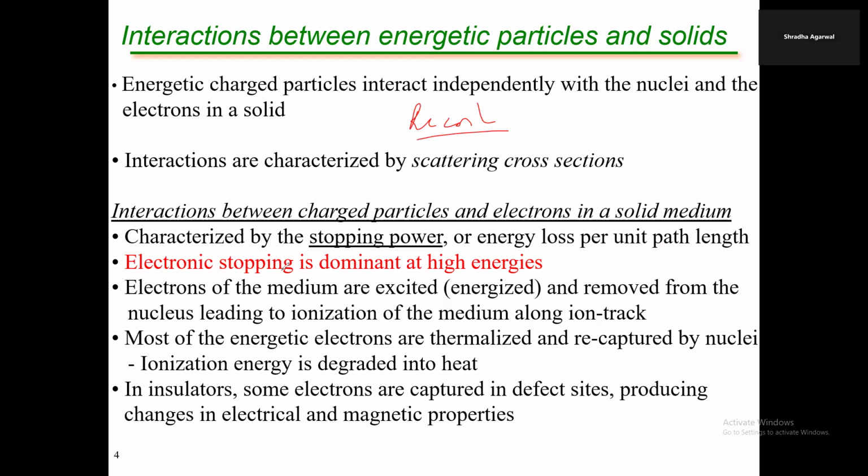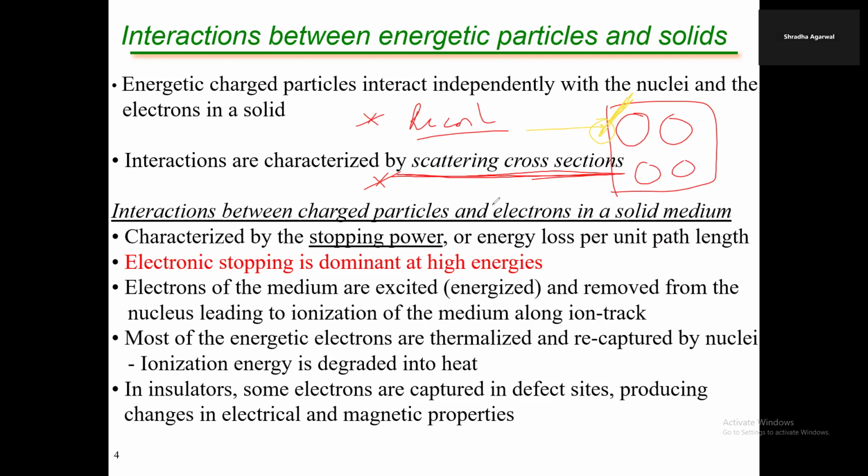Now, there is something we talk about, which is scattering cross section. This is also an important term. The scattering cross section is the probability of interaction. So this is your solid atom, I'm using the same color, and then I have an energetic particle that is coming in. What is the probability of interaction and how much will it scatter?